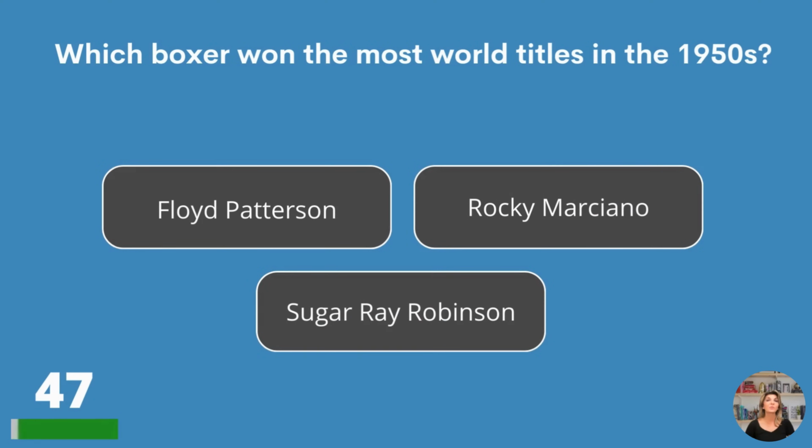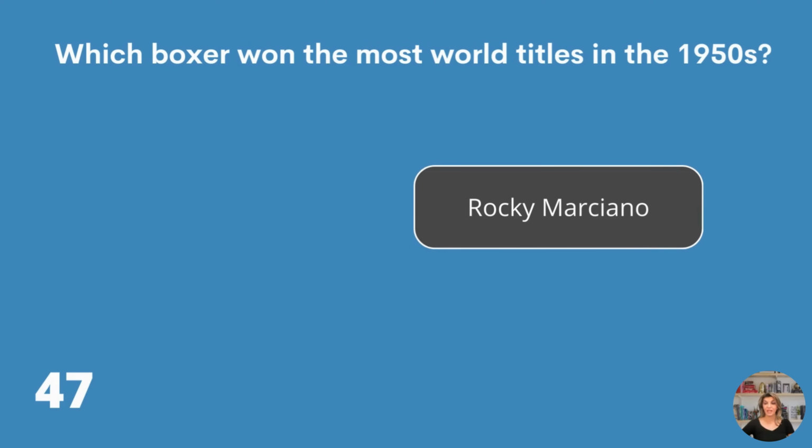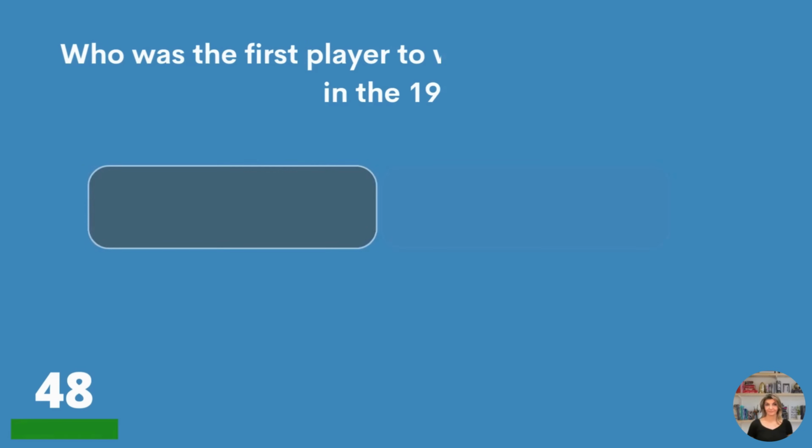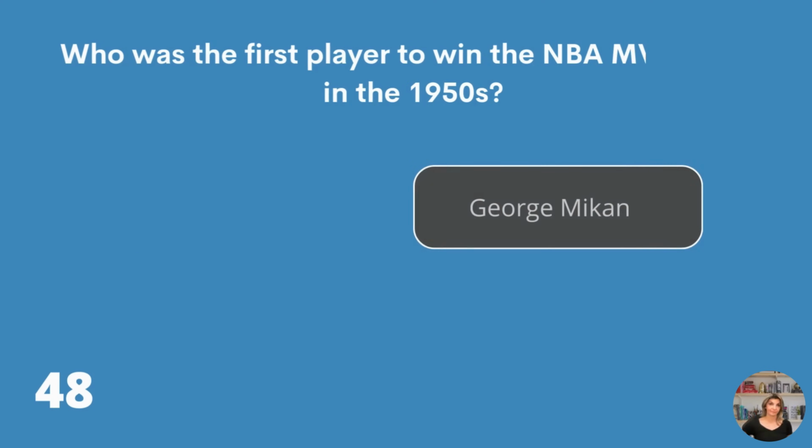Which boxer won the most world titles in the 1950s? Floyd Patterson, Rocky Marciano, or Sugar Ray Robinson? Rocky Marciano. Who was the first player to win the NBA MVP award in the 1950s? Bill Russell, George Mikan, or Bob Cousy? George Mikan.